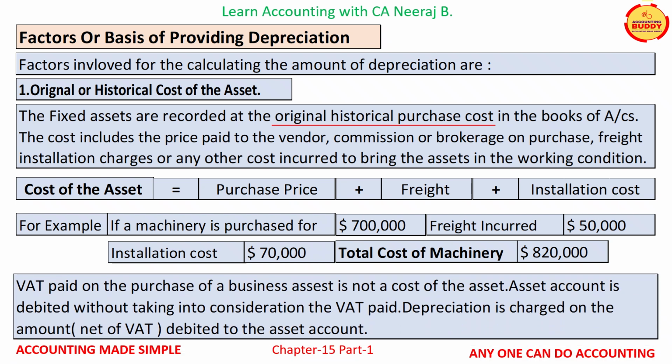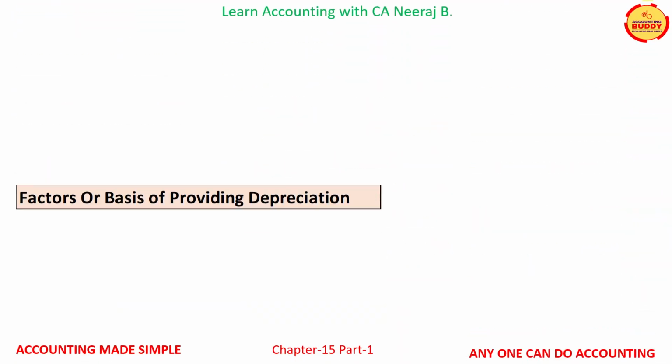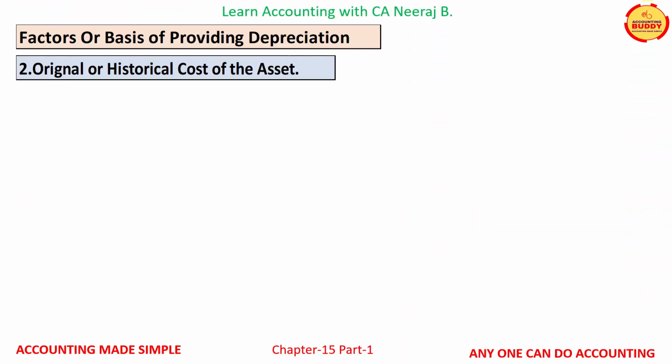VAT paid on the purchase of a business asset is not a cost of the asset. Asset amount is debited without taking into consideration the VAT paid. Depreciation is charged on the amount net of VAT debited to the asset account. Original or historical cost of the asset is another important basis for providing the depreciation.